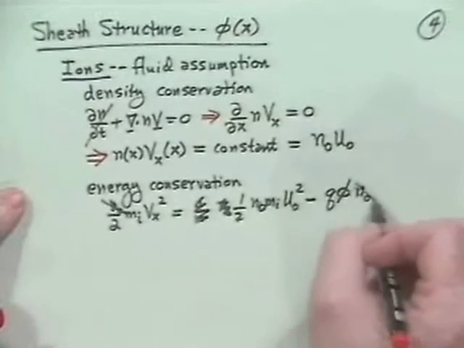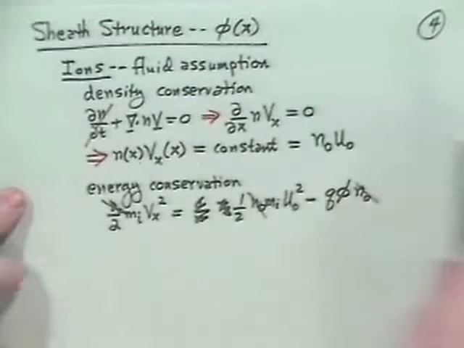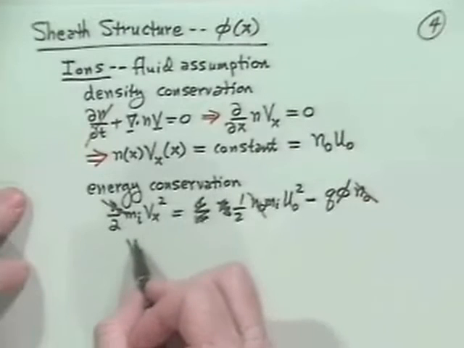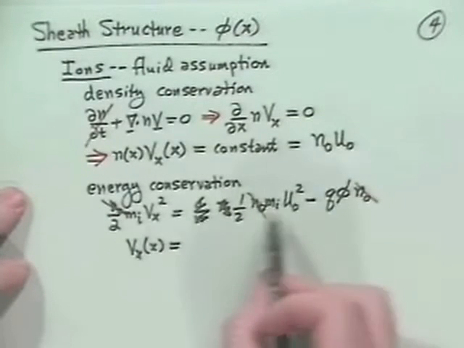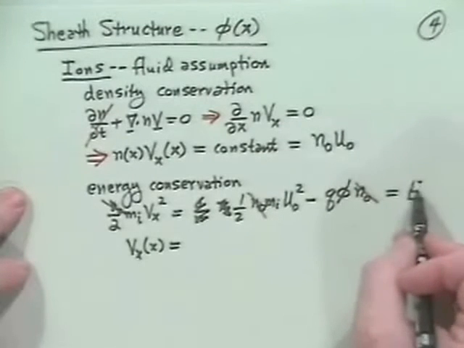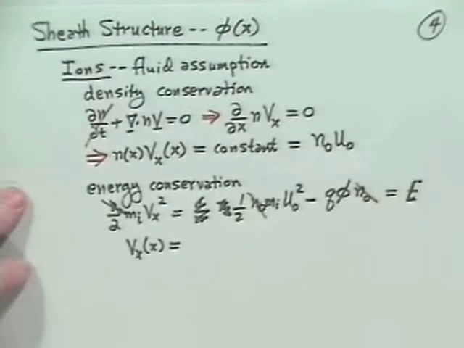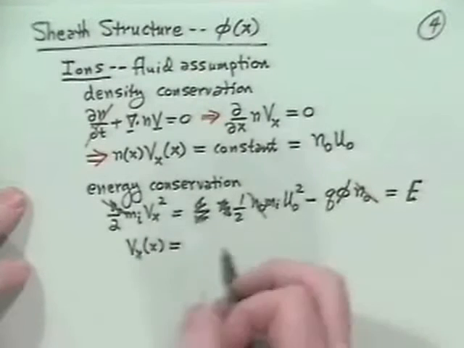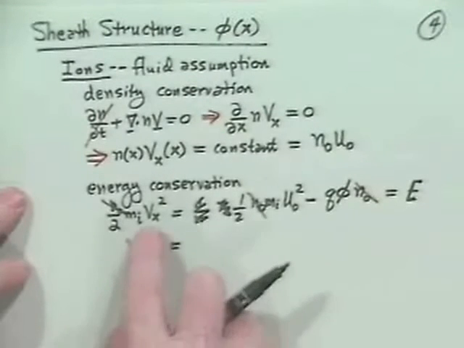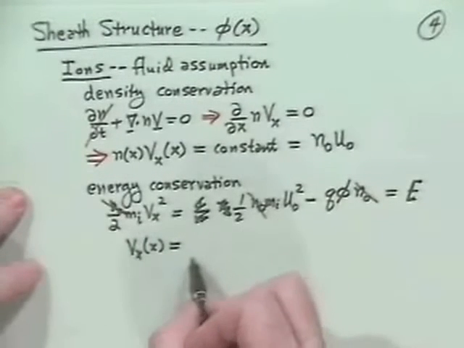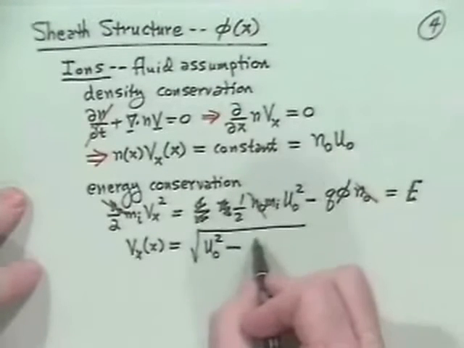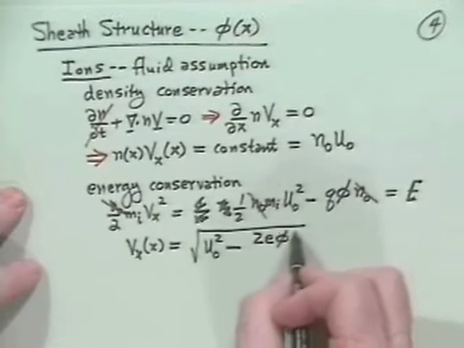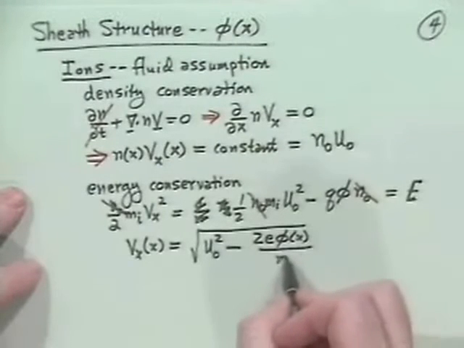And so if we eliminate all the extraneous n naughts I just stuck in there, we can then solve that the flow velocity Vx of x is then, and this is equal to some energy if we wanted it. But in our particular case, we just want to write it that Vx squared is then the square root of u0 squared minus 2e phi of x over mi.